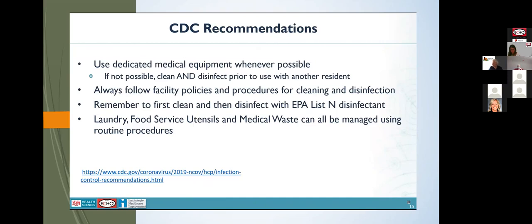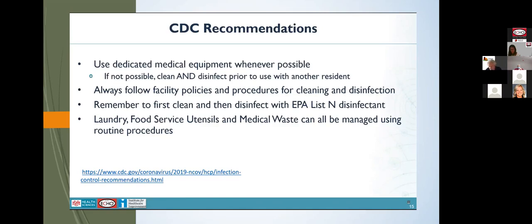And if that's not possible, we need to make sure that we have good, solid policies and procedures, and we clean and disinfect prior to use with another resident. Another recommendation is to always follow the facility policies and procedures. Again, the importance of having good, solid policies and procedures that are up to date with the current guidance. And remember, we need to have that plan in place for us as well as the education plan for our staff as it relates to those policies and procedures.